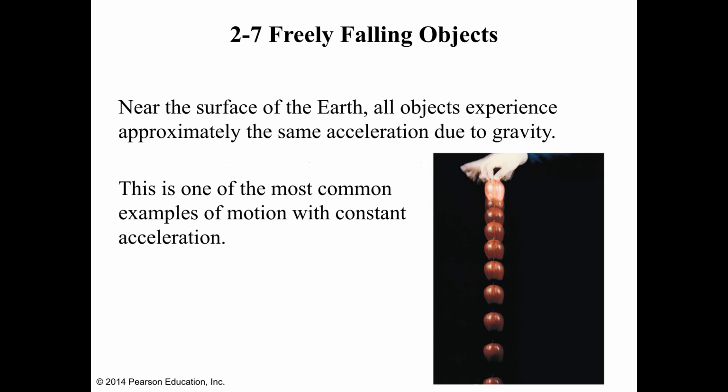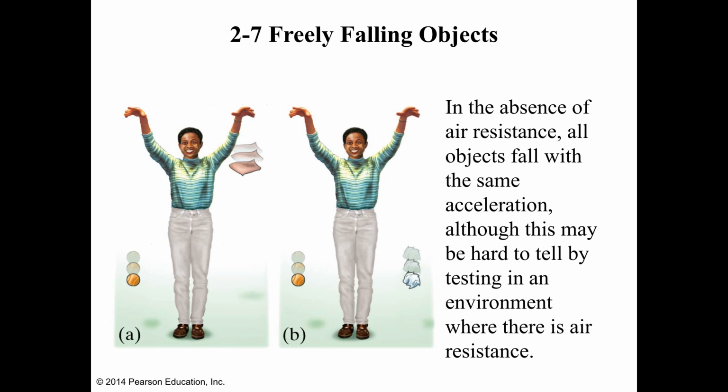Okay. Lastly, are free falling objects. For free falling objects, the acceleration is considered to be constant. It isn't really, but we can do a lot of the calculations that way. And that acceleration is due to gravity. Lowercase g, 9.8 meters per second squared. So in the absence of air resistance, objects fall with the same acceleration. It doesn't matter what it is. It could be a piece of paper or a softball or a piece of trash in a vacuum.